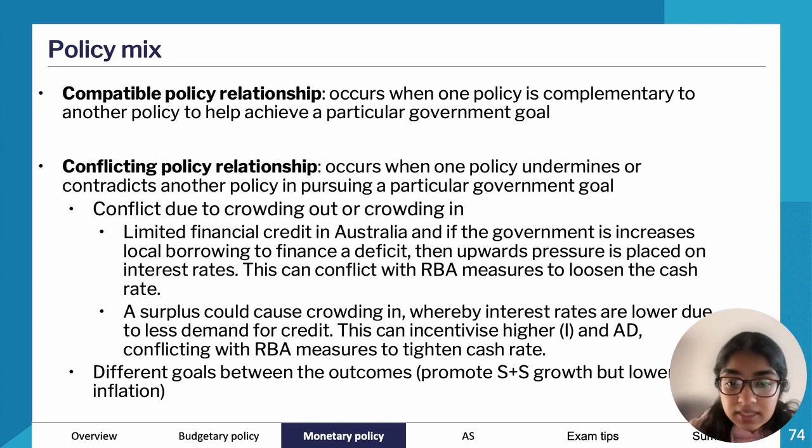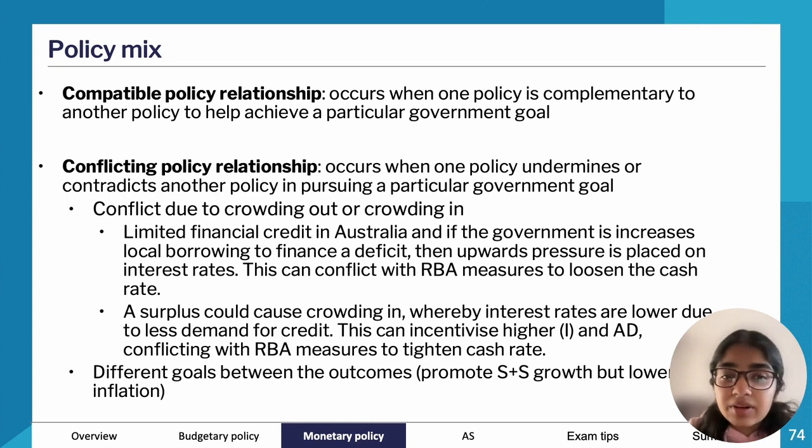If it's conflicting, it means that they're opposing each other. These policies are going against each other. For example, if budgetary policy is working to increase growth, but the RBA decides to increase the cash rate, they're working against each other.